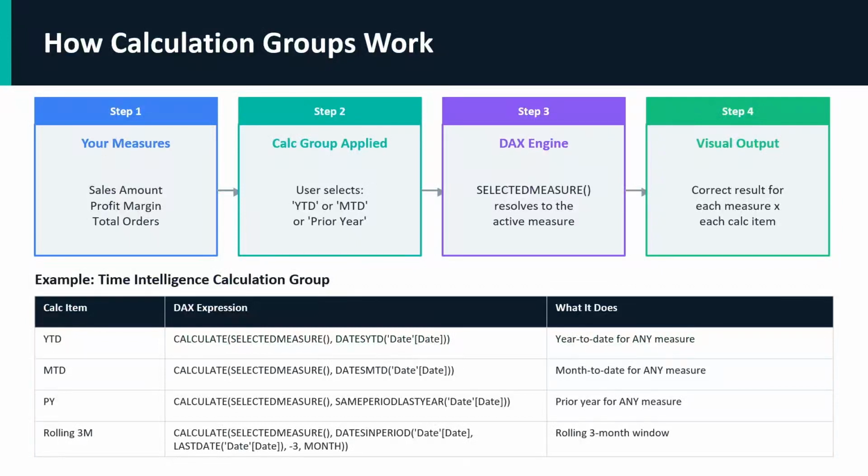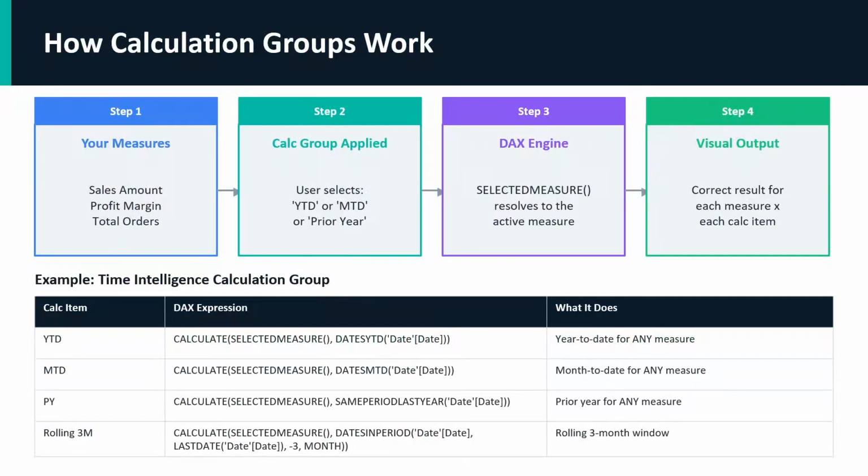Step number two, you then create your calculation group. You can call it time intelligence, for example. This is what we are going to be doing today. That way, the user will be able to pick YTD, MTD, PY, rolling 3M. They'll be able to pick it from a slicer that is built on that group's name column.